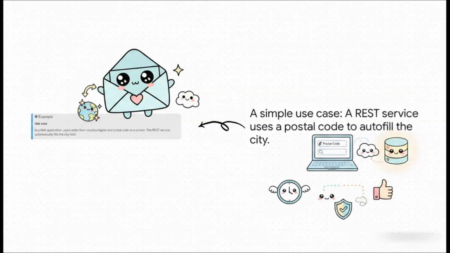A user types in a postal code. Instead of making them then type in the city, the system makes a quick call to an external web service and bam, it autofills the city for them. I know it seems like a small thing, but these little touches save time, they slash errors, and they make the whole user experience so much better.